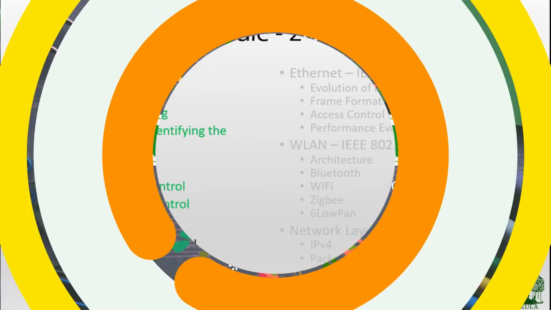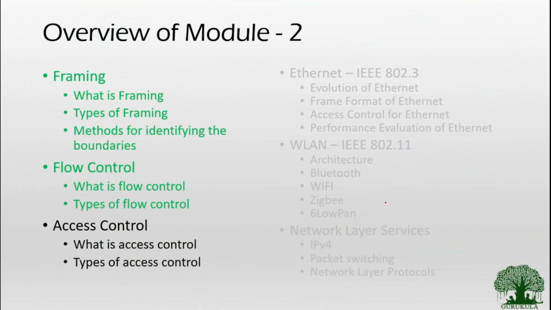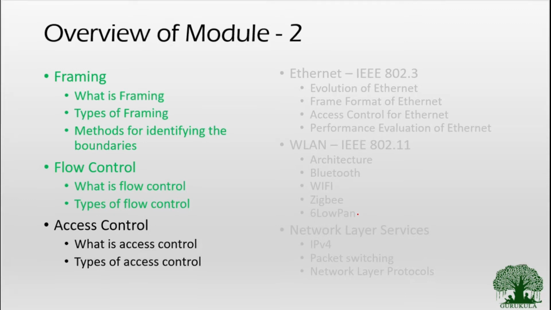In our previous videos we have covered concepts such as framing and flow control. If you have not yet watched the previous videos, I will leave the link in the description section. So please do check out the previous videos. Today in this video we will be focusing on what access control is, and what the various types of access control mechanisms are, especially as far as the data link layer is concerned.